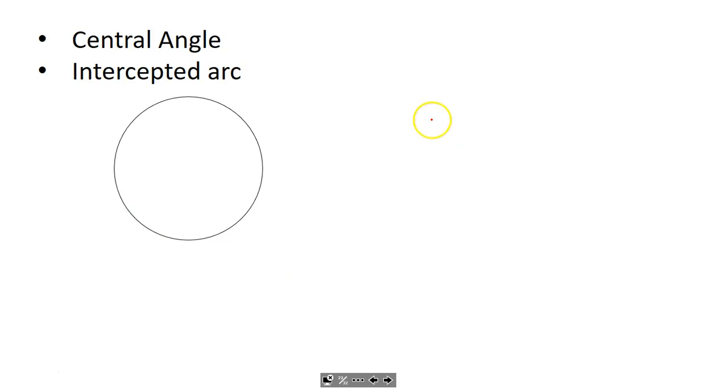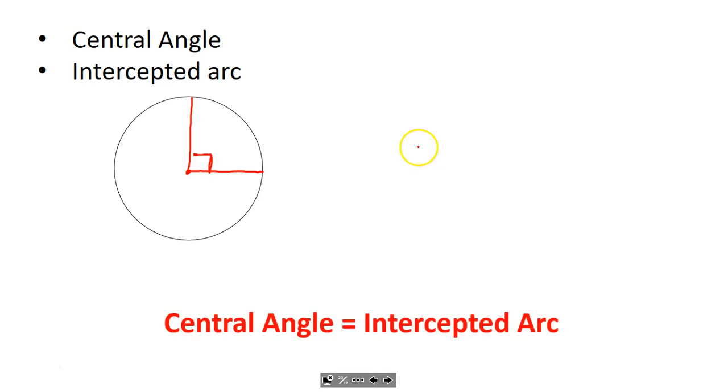Then we have a central angle and intercepted arc. So remember again that a central angle is an angle whose vertex is at the center of the circle. And central angles are equal to their intercepted arcs. An intercepted arc is an arc that basically is out here. It basically is the arc that closes in the angle.